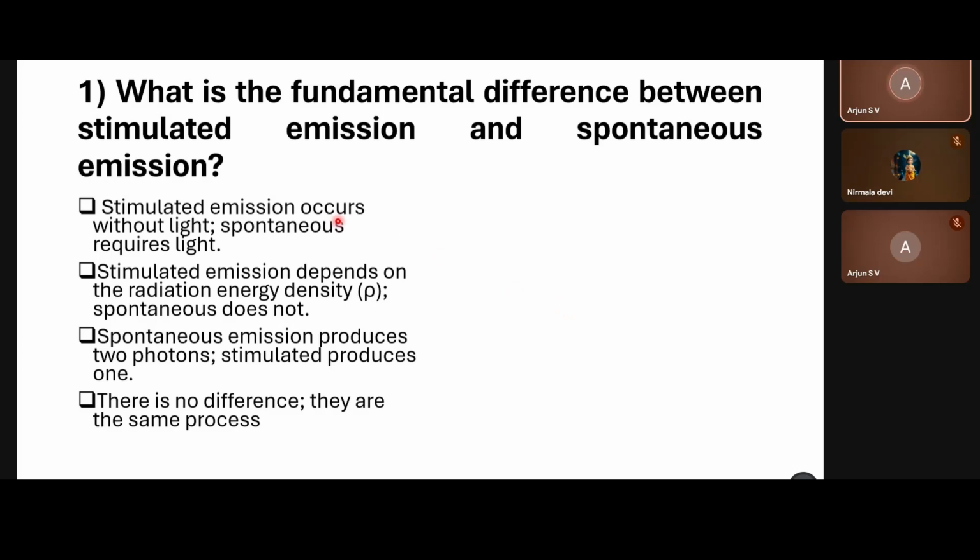It's an MCQ question. One is stimulated emission occurs without light, spontaneous requires light. Second option is stimulated emission depends on the radiation energy density, which is rho, spontaneous does not. Third is spontaneous emission produces two photons, stimulated produces one photon. There is no difference, they are the same process. That's the fourth option.